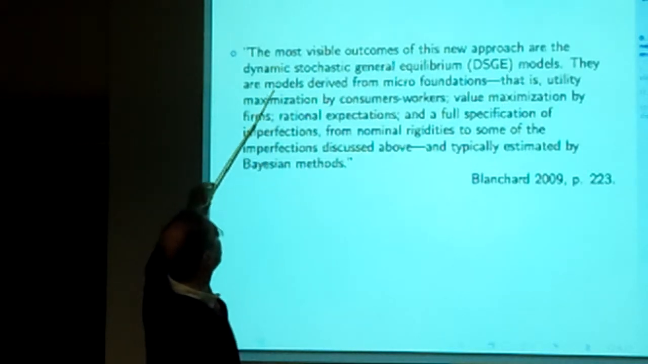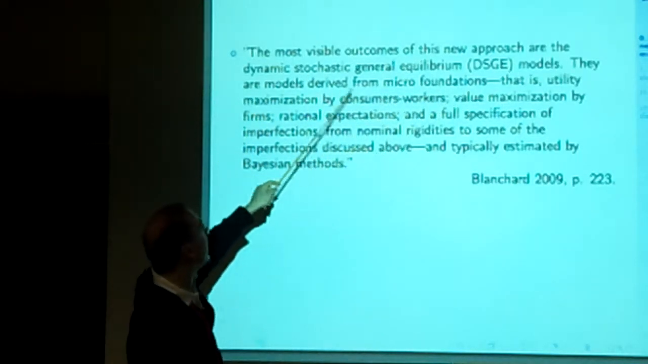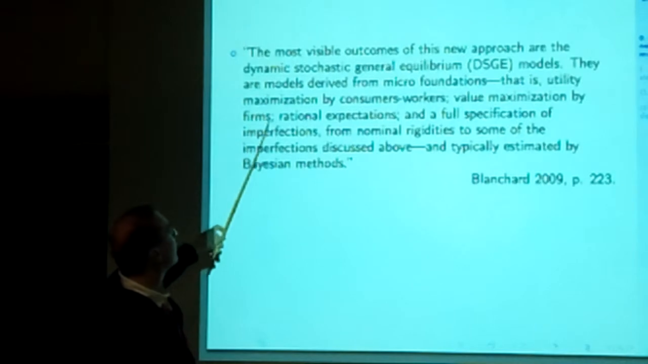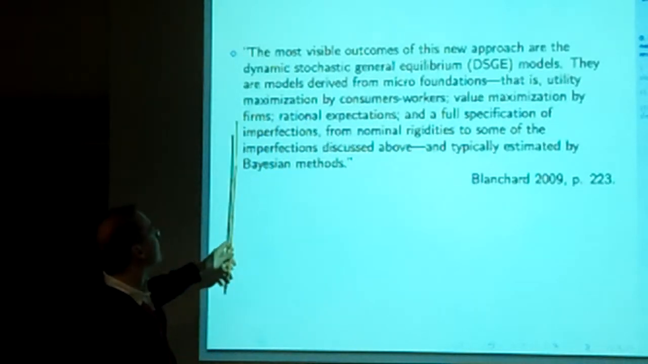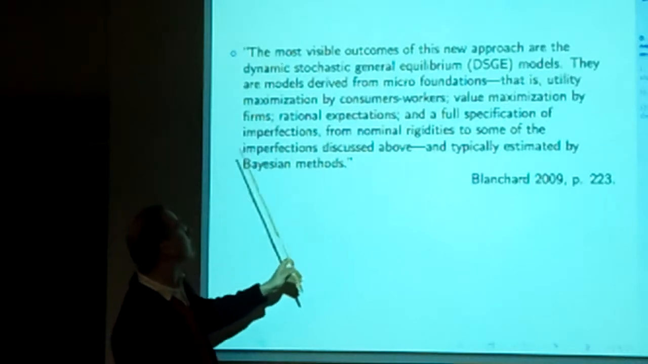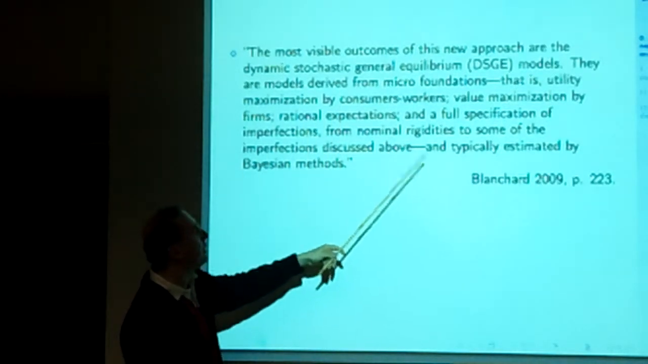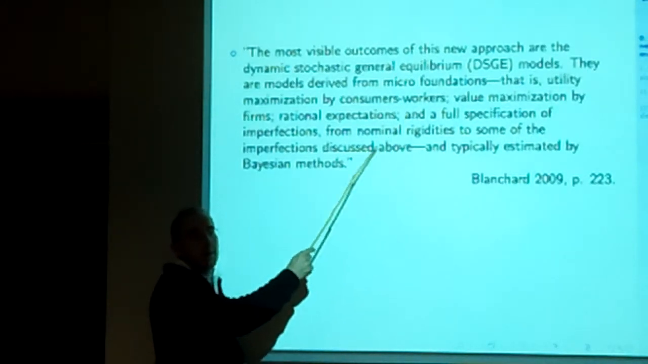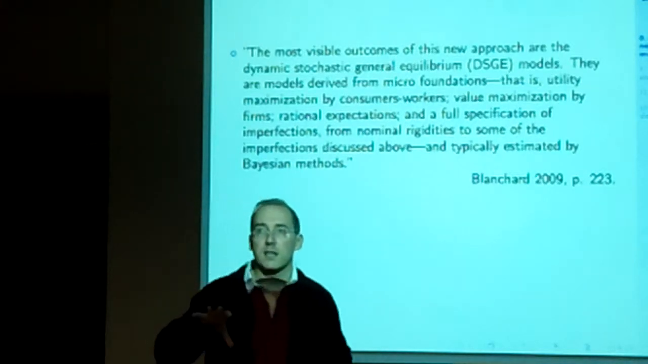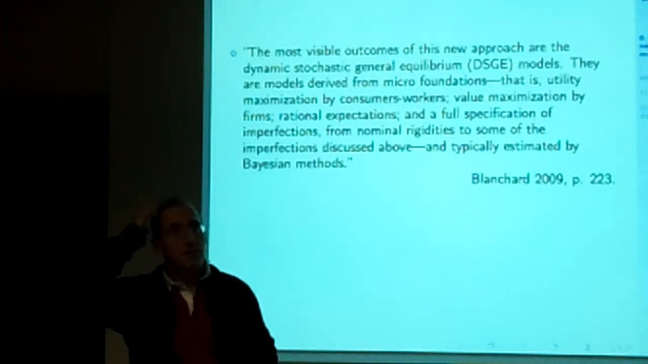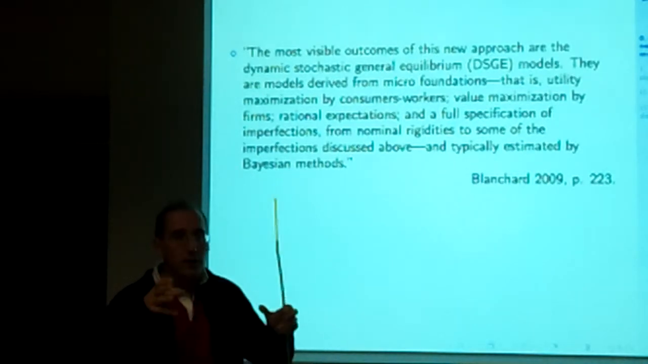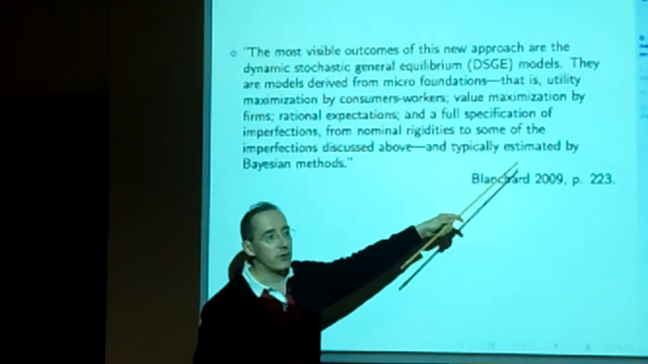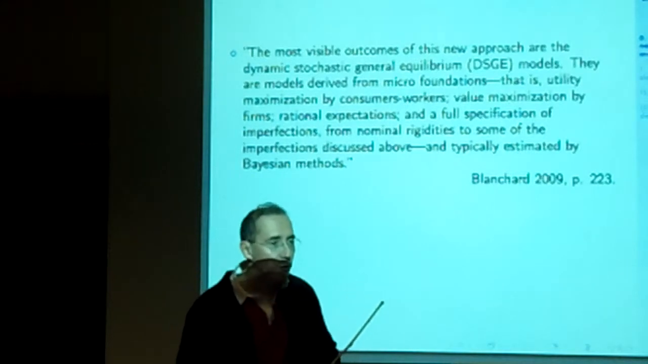They are models derived from microfoundations, that is, utility maximization by consumers, workers, this we saw, value maximization by firms, rational expectations, and a full specification of imperfections from nominal rigidities to some of the imperfections discussed above in the paper, and typically estimated by Bayesian methods. This last part of the sentence is now the part of these models on which most economists focus, that is the frictions, okay? So we have a model, and they focus on the frictions. What sort of friction? Nominal rigidities, etc.